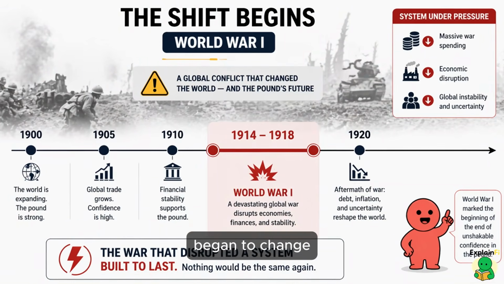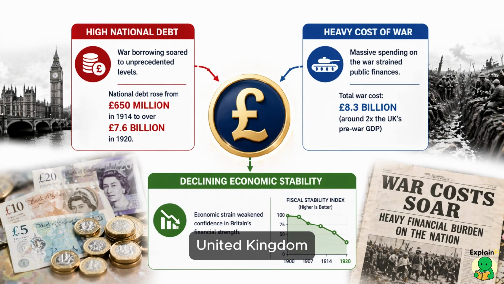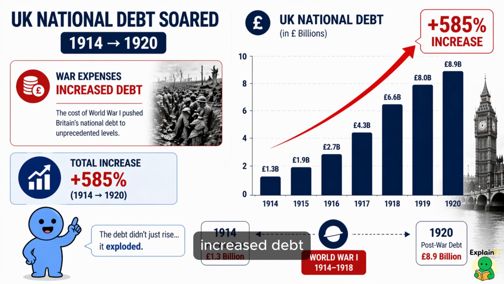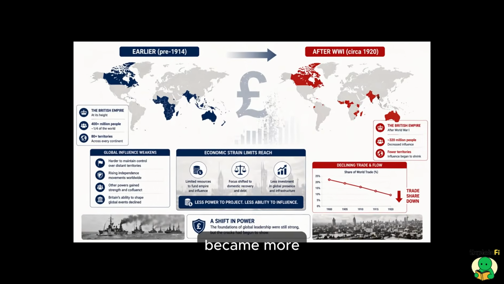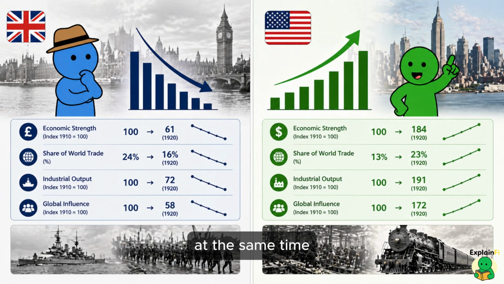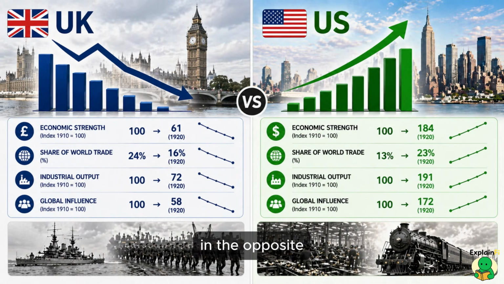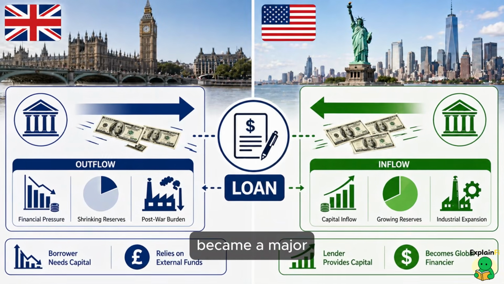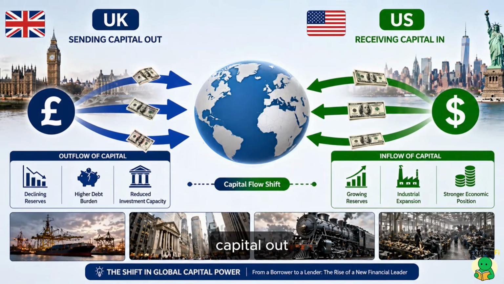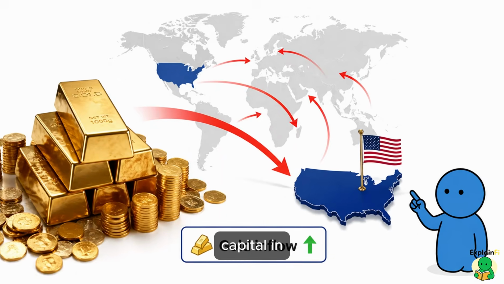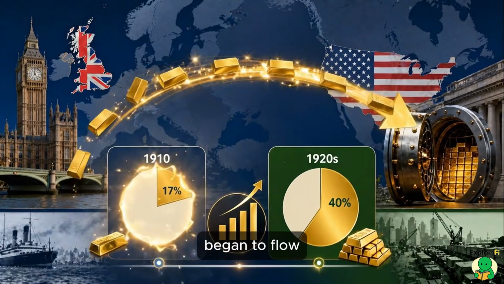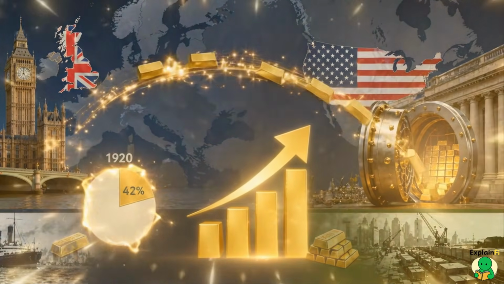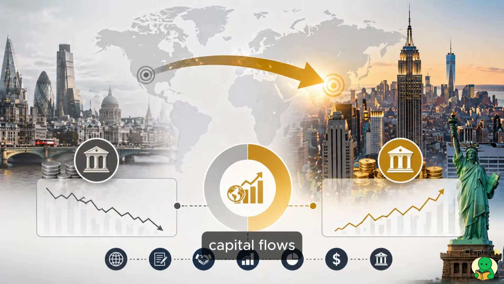But this system began to change after World War I. The United Kingdom faced significant economic pressure. War expenses increased debt, and maintaining global influence became more difficult. At the same time, the United States was moving in the opposite direction. Instead of borrowing, the US became a major lender. The UK was sending capital out, while the US was receiving capital in. Gold began to flow into the United States, and financial activity started shifting. Currency strength often follows capital flows.